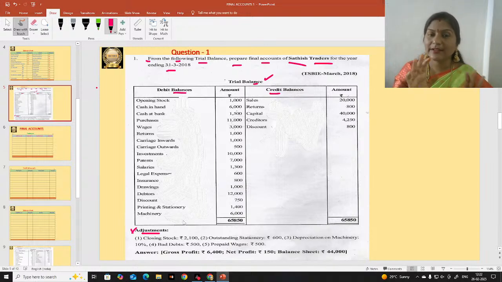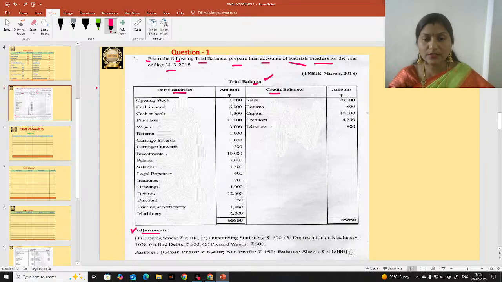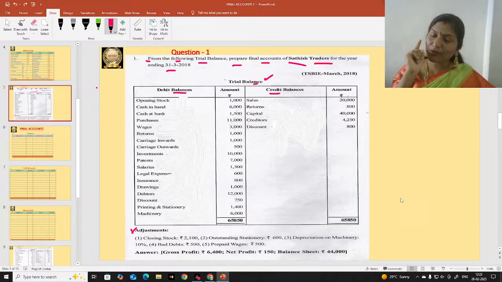Okay, so trial balance items, all these items, debit items and credit items, will appear only one time in the final accounts, but adjustment items will appear how many times? 2 times. These adjustment items will appear 2 times in the final accounts, where we show the second time compulsorily in the balance sheet, and the first time either in the trading account or in the profit and loss account. Remember that point.